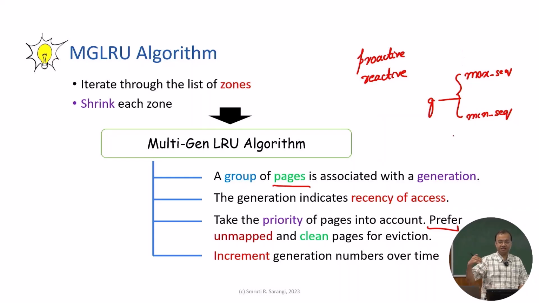The sequence numbers always get incremented, they never get decremented. So if this is getting incremented, in a certain sense, pages in generation G are getting aged. Why? Because with respect to the maximum sequence number, their distance is decreasing. So they are getting aged. Even if I don't do anything, if I just stay where I am, I'll get aged, and the minimum sequence number will also go up. Ultimately, G will become equal to the minimum sequence. That is when it is a target for eviction.